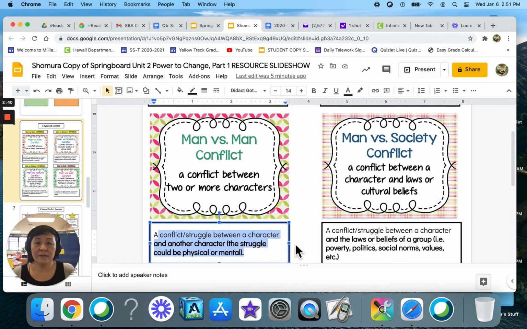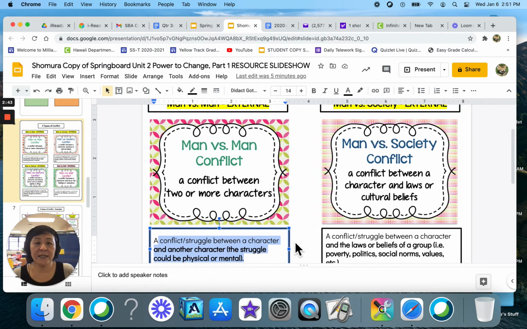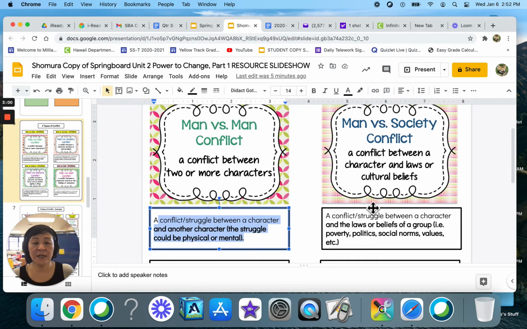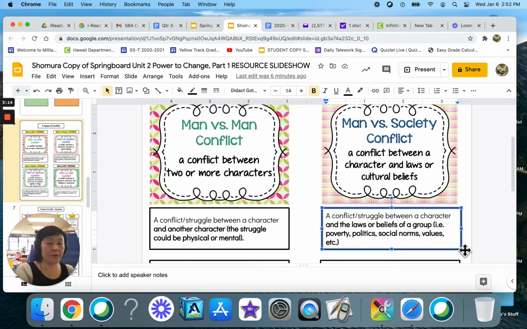A second type of conflict is man versus society. And again, that is an external conflict. And in man versus society, it is a conflict between a character and laws or cultural beliefs. So that's what this definition is. And underneath, we have a little bit more specific. It is a conflict or struggle between a character and the laws or beliefs of a group. So for example, poverty, politics, social norms and values, etc.